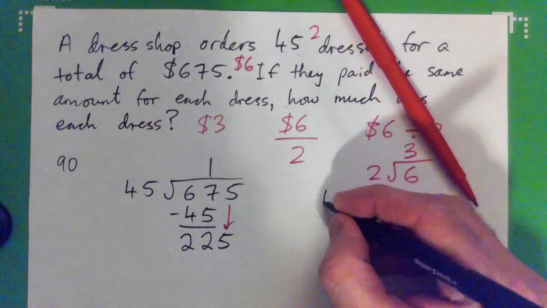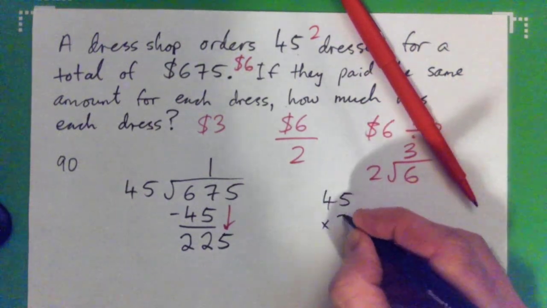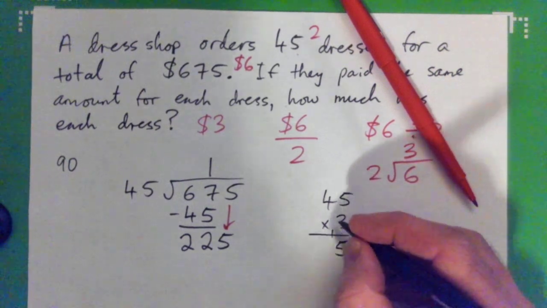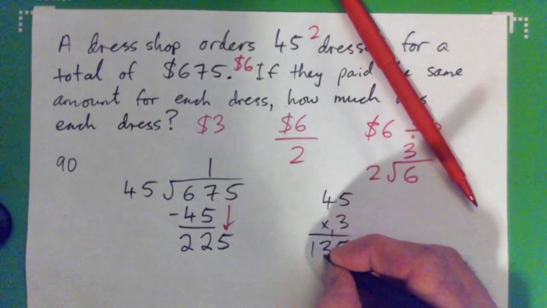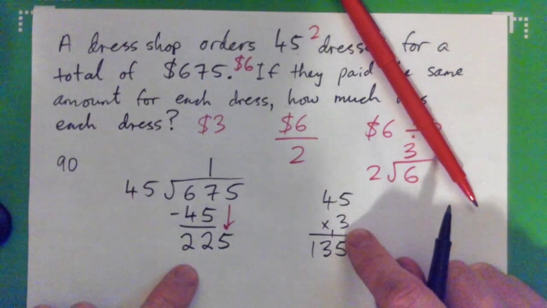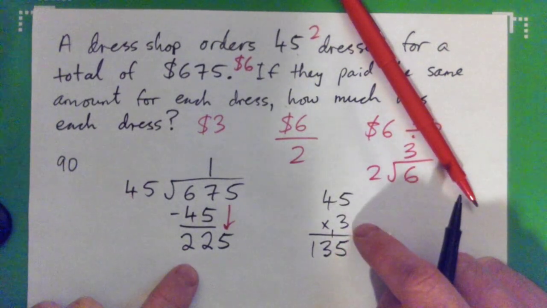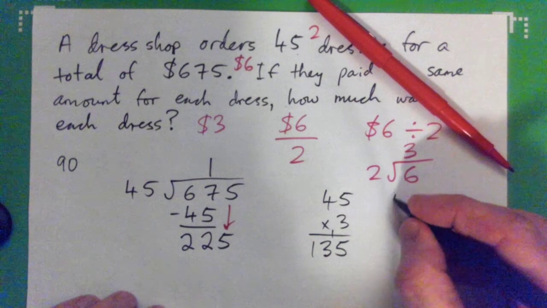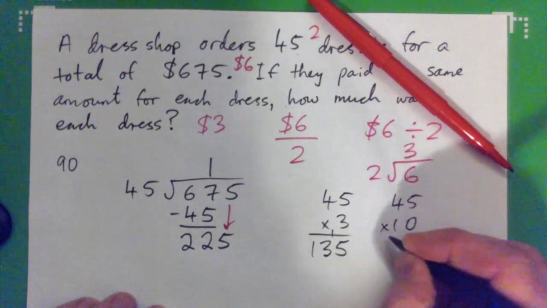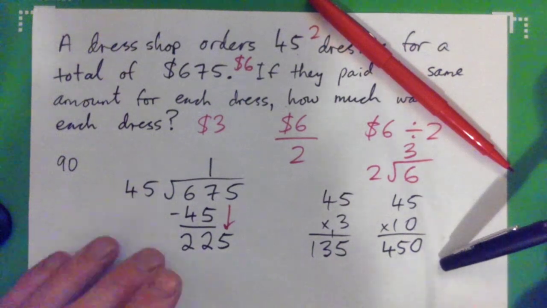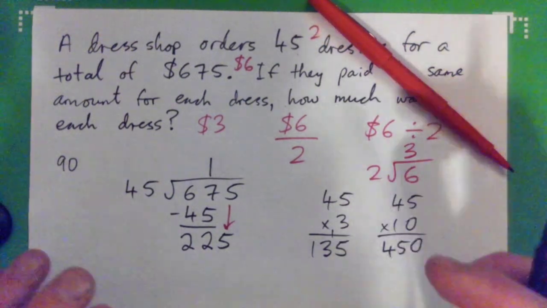You guess 3, let's see, 45 times 3. 3 times 5, 15, carry 1. 3 times 4 is 12, and 1 is 13. So 3 is a little low. Try another guess. 10 is too high. 45 times 10 would be 450, right? So somewhere between 3 and 10.